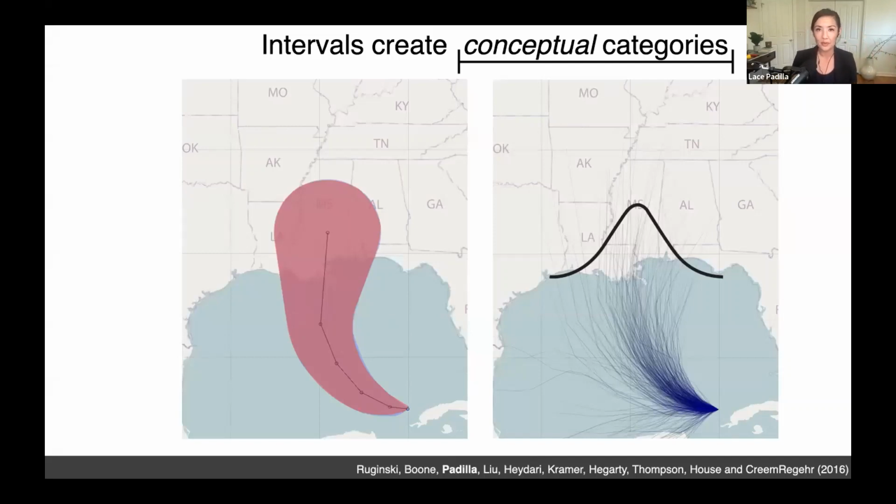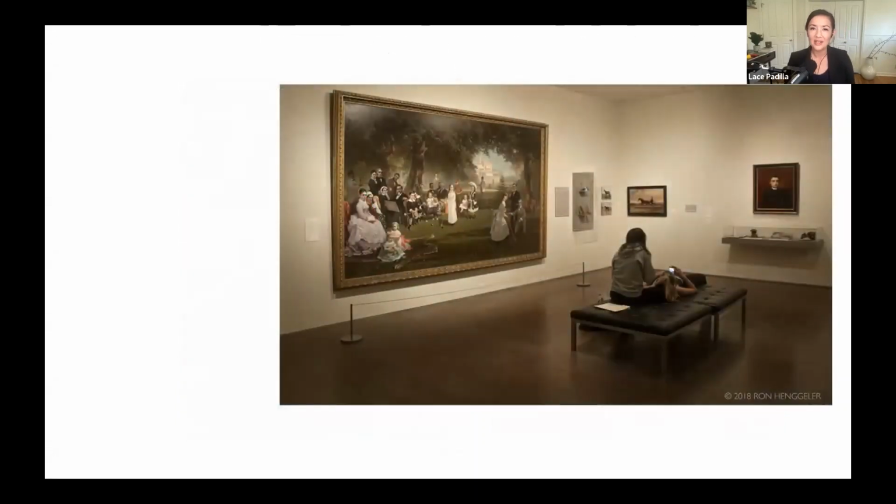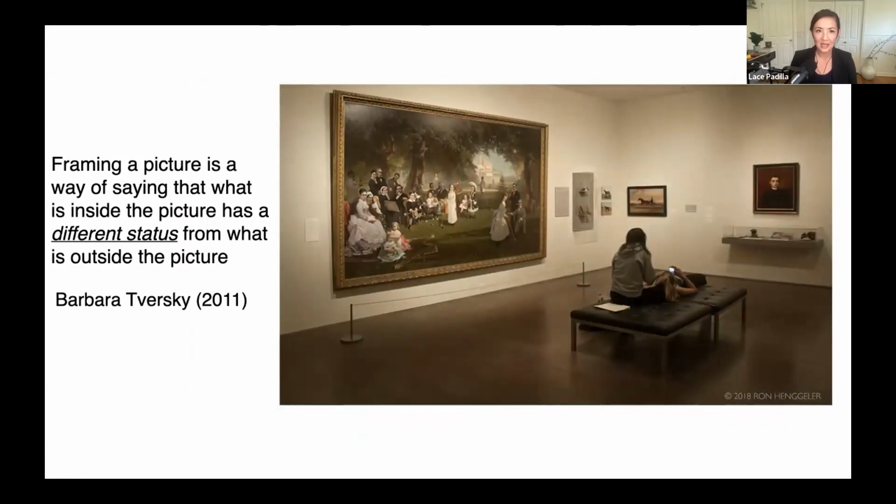Okay, and why is that the case? There's a researcher named Barbara Tversky, and she writes, framing a picture is a way of saying that what is inside the picture has a different status than what is outside of the picture. And I think if you're someone in the regular public and you see a data visualization where there's a hard boundary around information, you would assume that the researcher or designer is trying to convey to you that there's something special about the data inside versus outside.